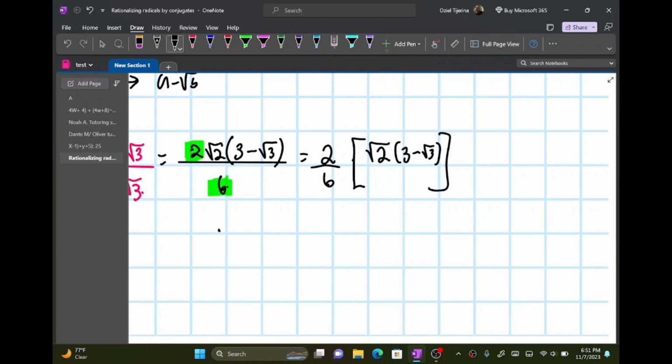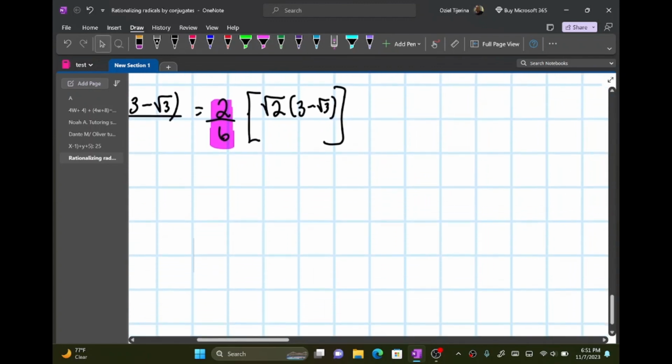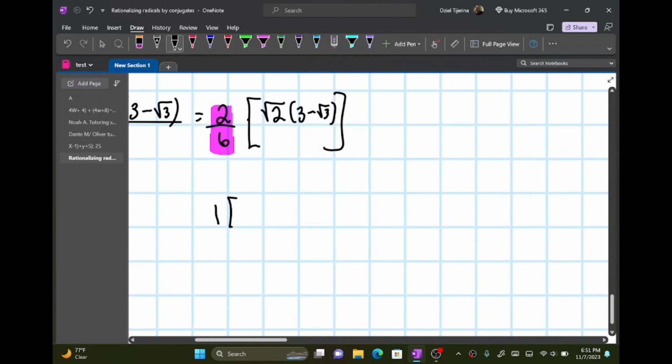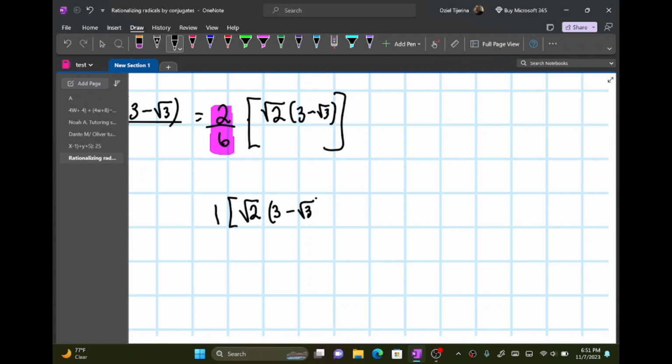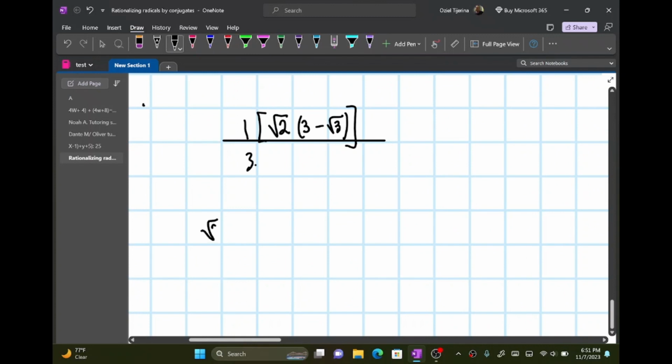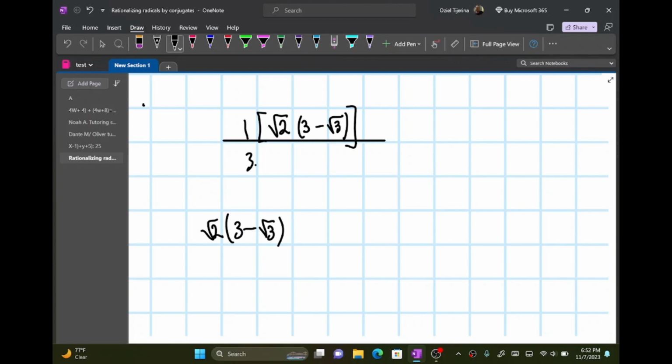And so then the 2 over 6 reduces, and it's going to end up being 1/3. So it's going to go 1 times the quantity, the square root of 2, times 3 minus the square root of 3, all over 3. And so this will end up being the square root of 2 times the quantity 3 minus the square root of 3 all over 3. And so that is the answer for this one.